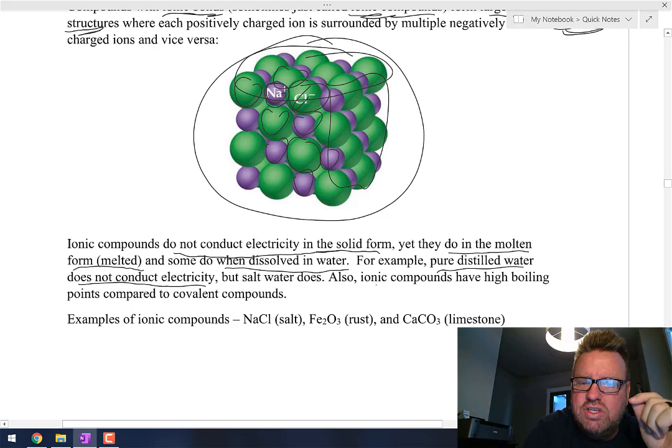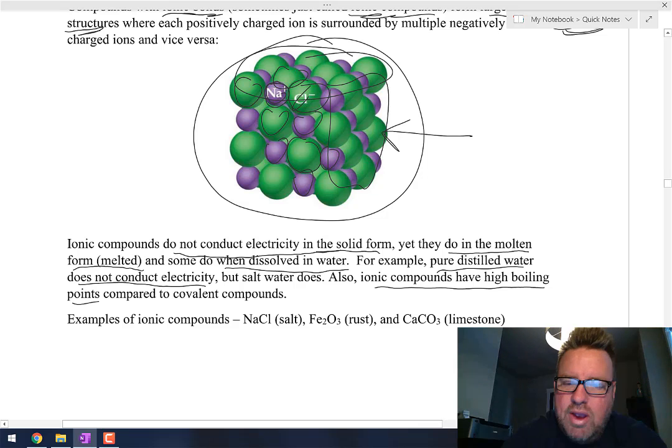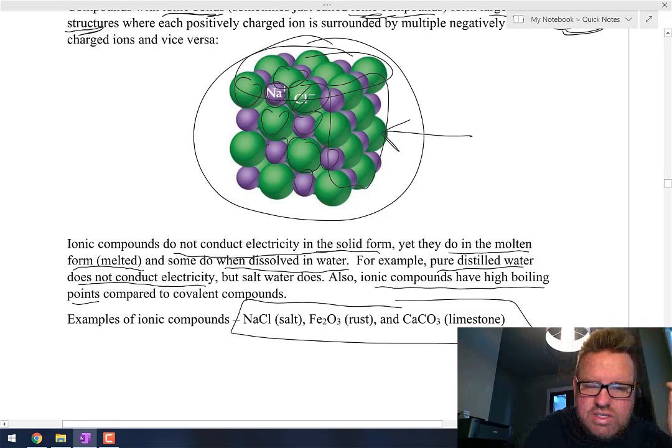Okay, and because of these lattice structures and the strong attractions, ionic bonds do have very high boiling points compared to the next one we're going to talk about. Okay, so here's some of the ones that we just discussed. Metal, non-metal, metal, non-metal, metal, non-metal.